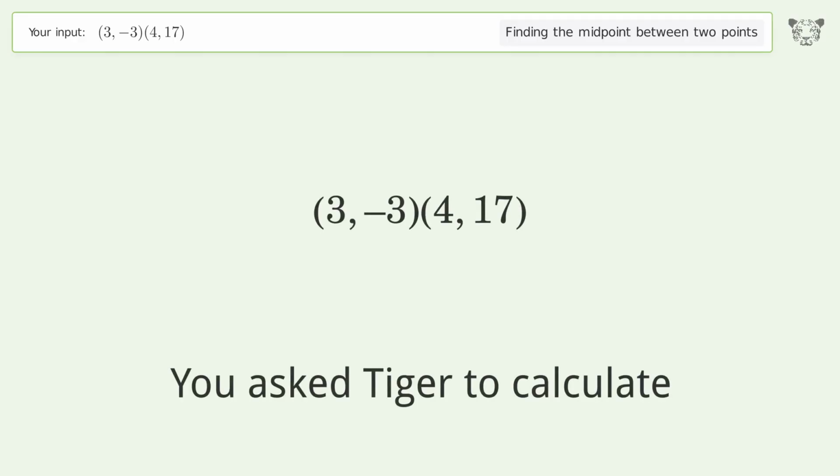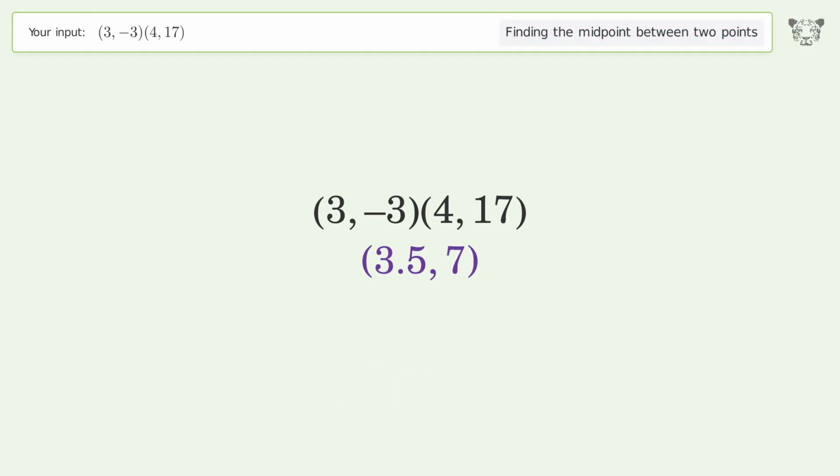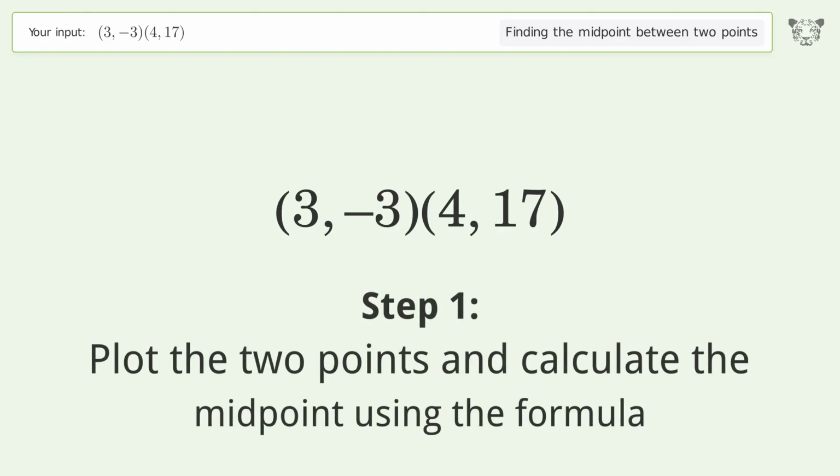You ask Tiger to calculate. This deals with finding the midpoint between 2 points. The midpoint between the 2 points is (3, 5, 7)? Let's solve it step by step. Plot the 2 points and calculate the midpoint using the formula.